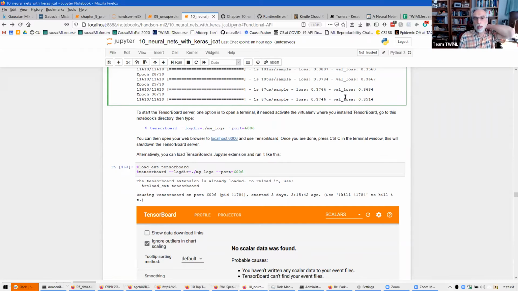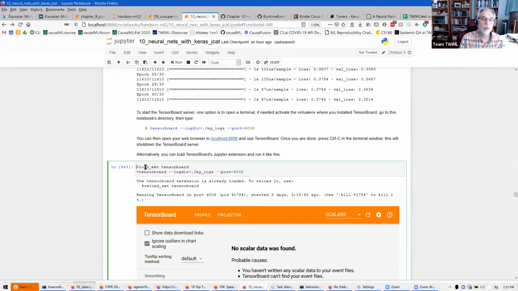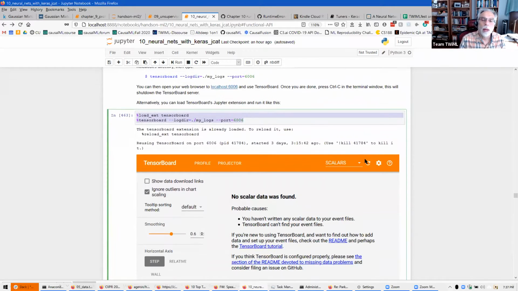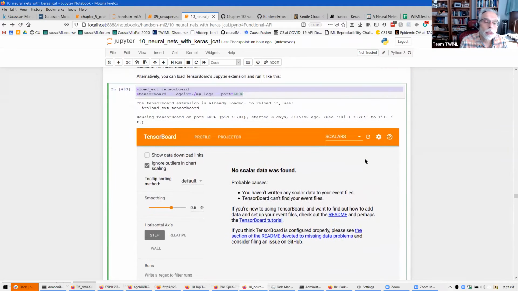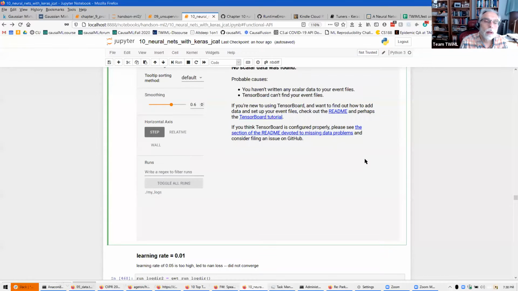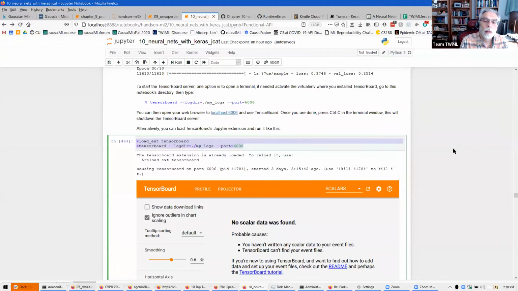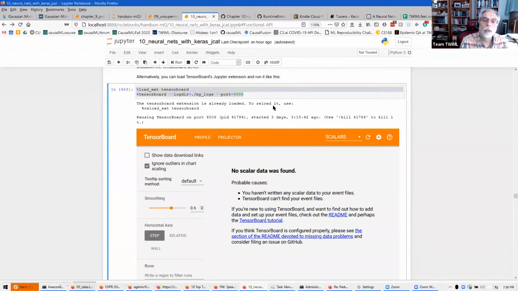But now we made that run with the Tensorboard callback, so we're going to be able to visualize things in Tensorboard, and it shows you how to do that. You have to load it. These are the magical incantations that open up Tensorboard for you. And let's see. Oh, how come it didn't? Tensorboard is already loaded. To reload it, use reload. Okay. Let me see.